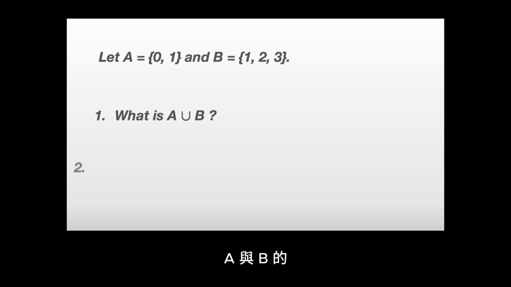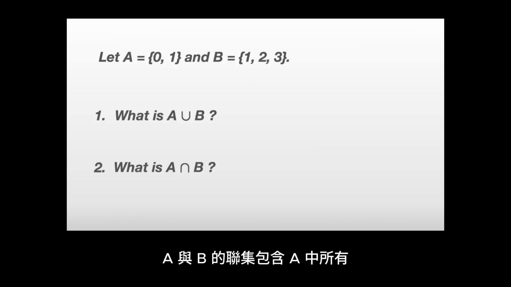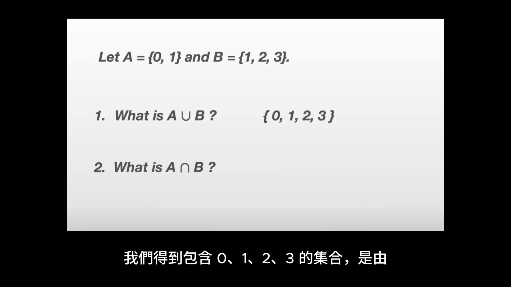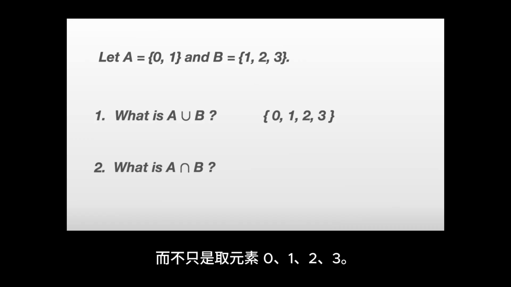And what is the union of A and B? The union of A and B contains all the elements in A, so 0 and 1, as well as everything in B, which is 1, 2, and 3. So altogether, and ignoring the repeating one, the union of A and B is a set containing 0, 1, 2, and 3. Remember, just to be clear, we get a set containing 0, 1, 2, and 3 from taking the union, not just the elements 0, 1, 2, and 3.